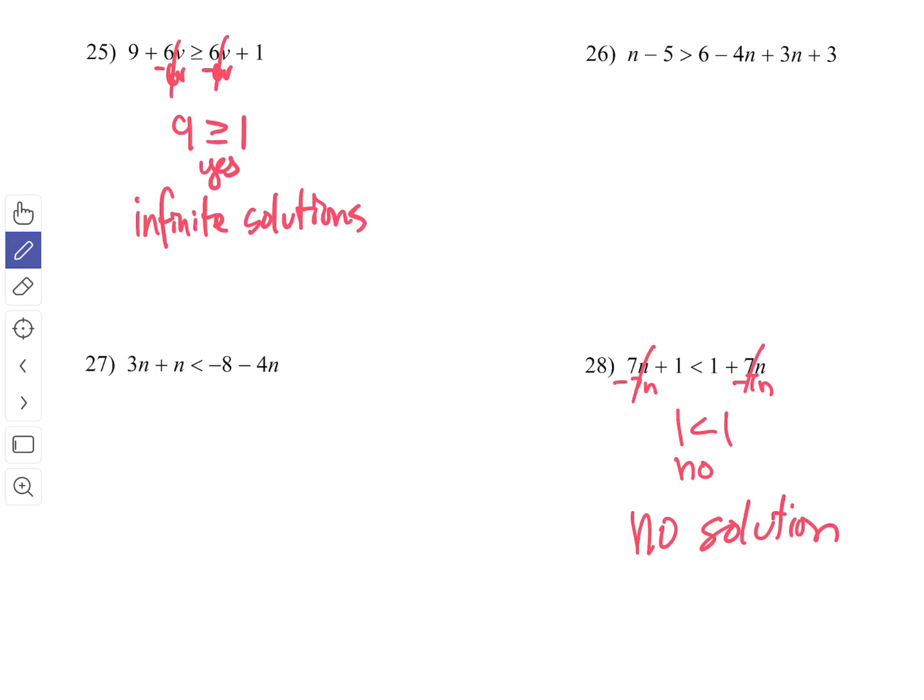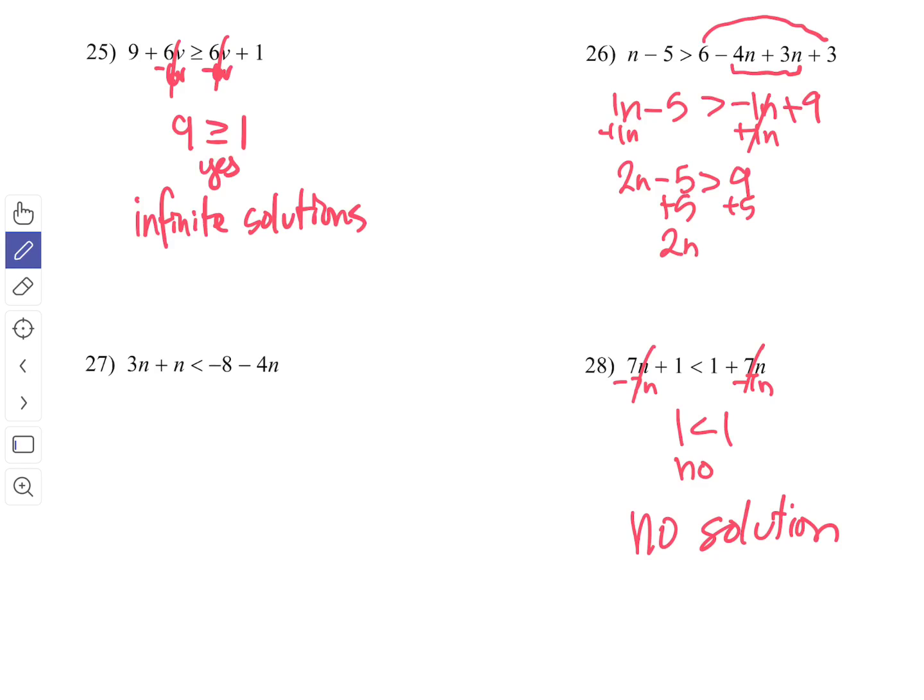Now, 26, I can combine some like terms. Negative 4n and 3n would be negative 1n, right? Positive 6 and positive 3 would be a positive 9, n minus 5. Now, I can add a 1n to both sides. So 1n plus 1n is 2n. That became 0, so we get rid of it. Then I add a 5 to both sides. 2n is greater than 9 plus 5 is 14. Divide by 2. N is greater than 7.